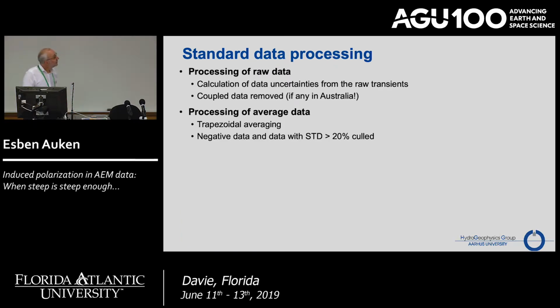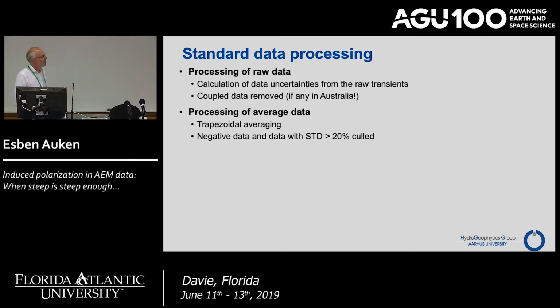We didn't do this the first time, but this is what we can do now. It went on and on for a long while until we found out how to do this. We calculate data uncertainties from the raw transients. That's quite important. This is something which has been put into the software within the last year. In that case, we need a good error estimate on the data, and this is coming directly from the raw transients. And then we remove data coupled to any infrastructure, if any, in Australia. There was very little to remove here. There's not a lot of infrastructure, so that's an easy task to do.